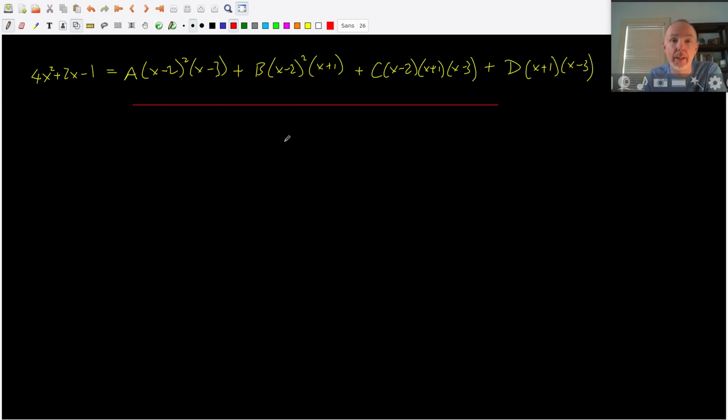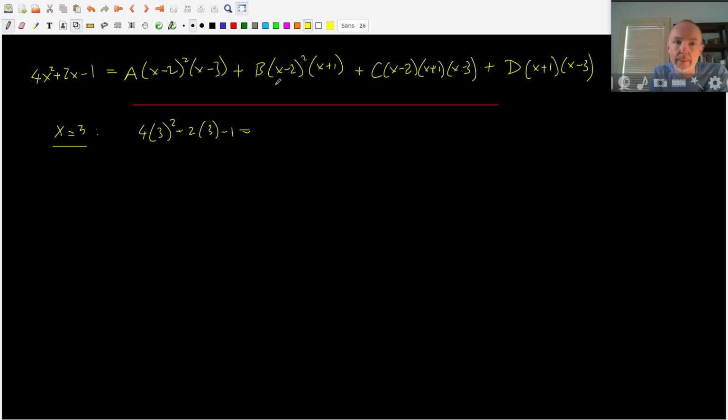It looks daunting, but an important idea to remember is if we choose smart values for x, then we can simplify that equation. So one smart value for x, for example, is x equals 3. If I were to choose x equals 3, then I can drop half of the terms. Because when x equals 3, I'm going to get 4 lots of 3 squared plus 2 lots of 3, you get the idea, minus 1 is equal to, plugging 3 into this first term gives 0 because of that term. Plugging 3 in here gives 0 because of this term. Plugging 3 into the last one gives 0 because of that term.